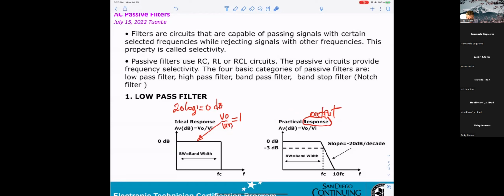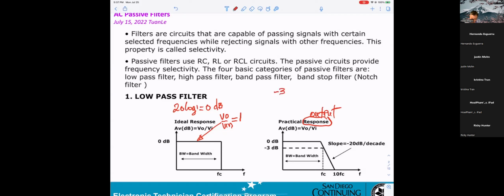For the practical filter, the cutoff is not right here. It will be cut off at minus 3 dB. Minus 3 dB is equivalent to what? When you're talking about dB, you cannot do anything with dB. You have to know the numeric value for the minus 3 dB.